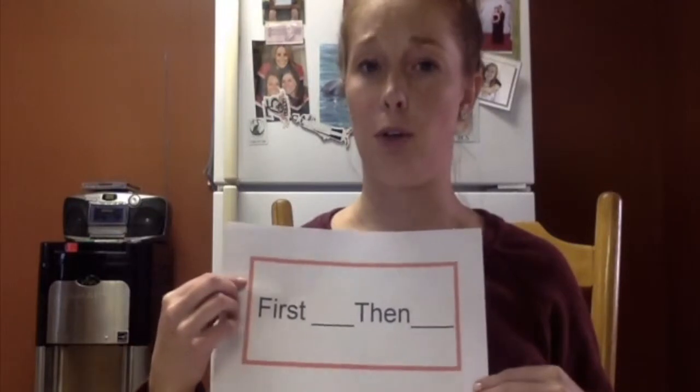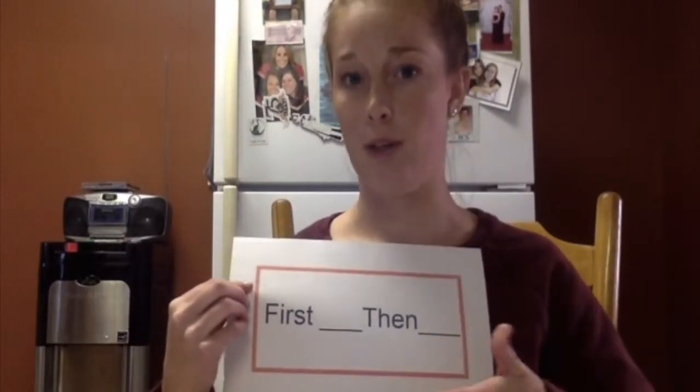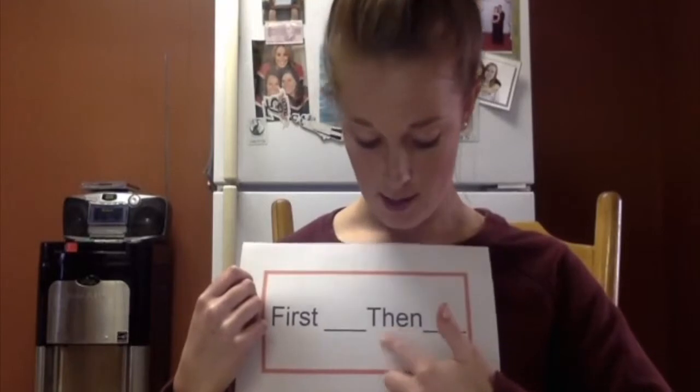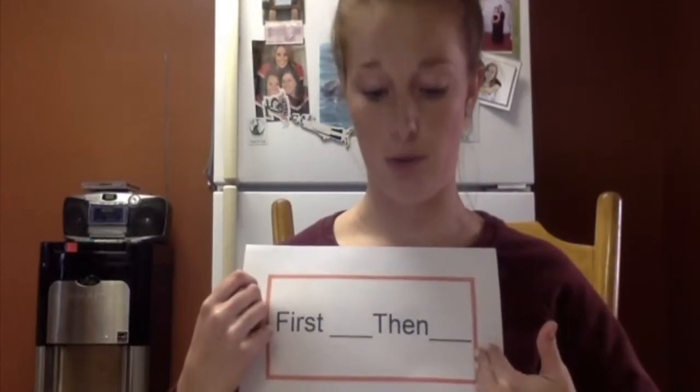The next is one where you could use words. So this would be best for a learner who is able to read words, so if they're more advanced. So this one, we'll go with the example we had last time. First, and then you would write the word work, then, and you would write the word computer. So once they complete their work, then they gain access to the computer.